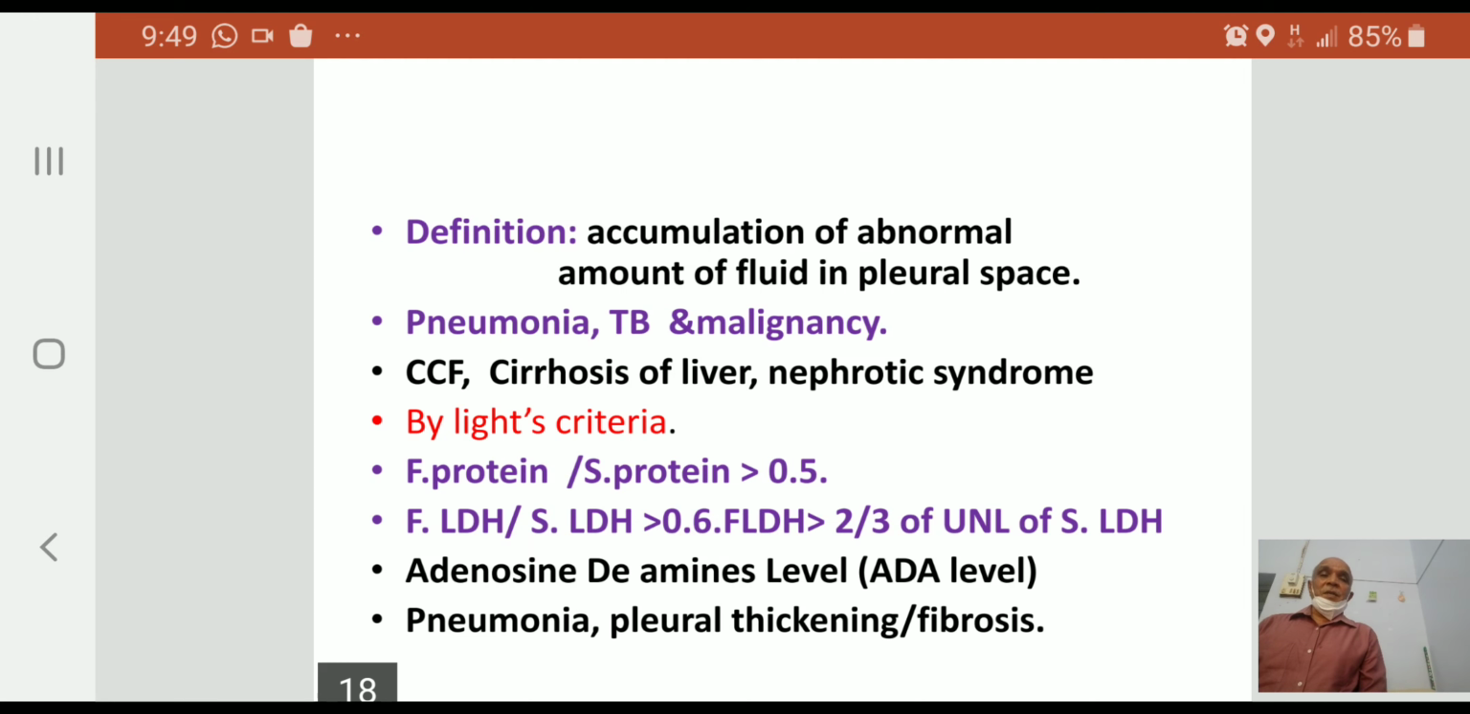Now the differential diagnosis of effusion are: one is pneumonia, second is pleural thickening, fibrosis, or collapse.